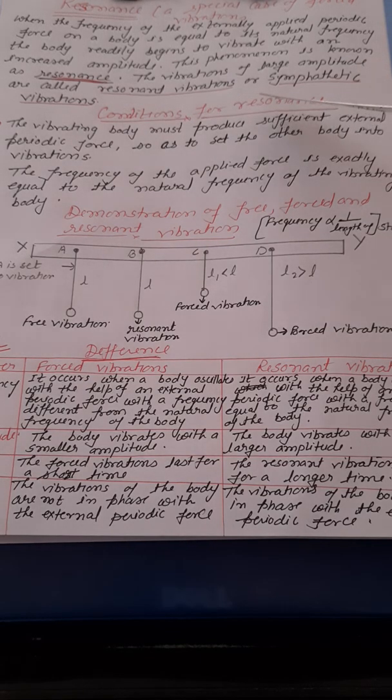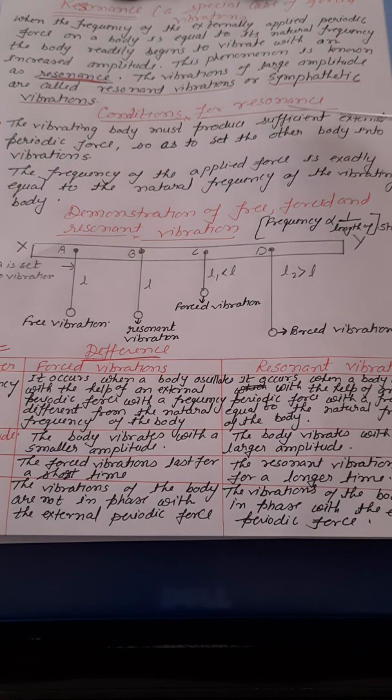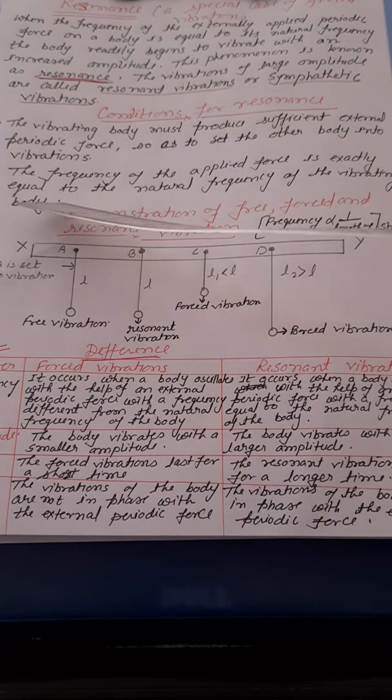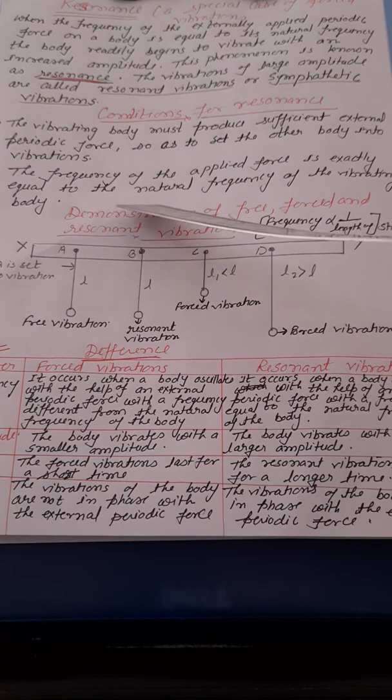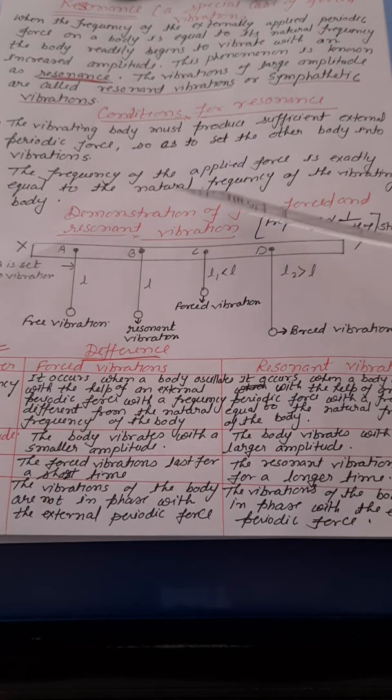Now, condition for resonance. The vibrating body must produce sufficient external periodic force so as to set the other body into vibrations. The second point is from the definition only: the frequency of the applied force is exactly equal to the natural frequency of the vibrating body. So the condition is that the frequency of the applied force must be equal to the natural frequency of the vibrating body.